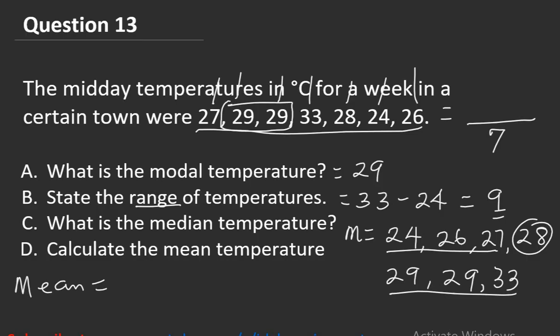So if we sum up the numbers we are going to get 196. So 196 divided by 7. 19 divided by 7 is 2. That's 14. Remainder 5. Put the remainder here. 56 divided by 7 is 8. So the mean is 28. So we have the modal 29, the range 9, the median 28, and the mean 28.